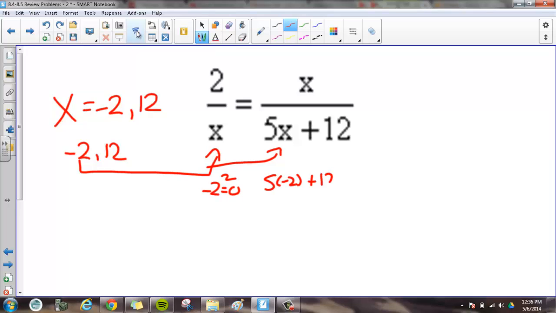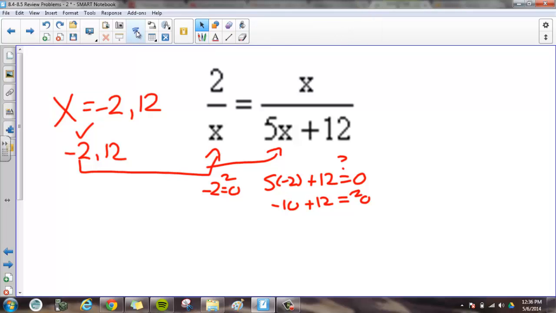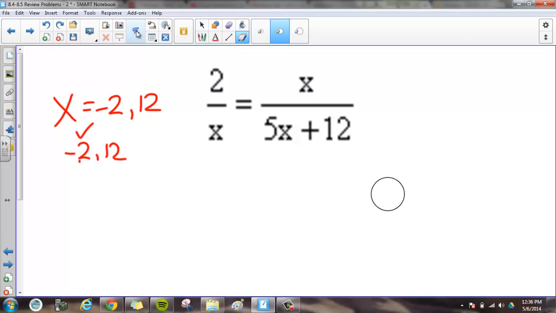And now let's take the -2 and plug it in for the x right here. 5 times -2 plus 12, does that equal 0? That's -10 plus 12. Nope, that does not equal 0. So the -2 checks off. Now let's try the 12. Let's try that 12 right there.